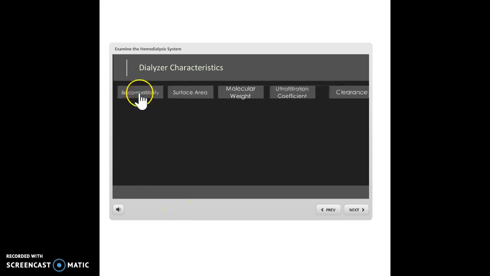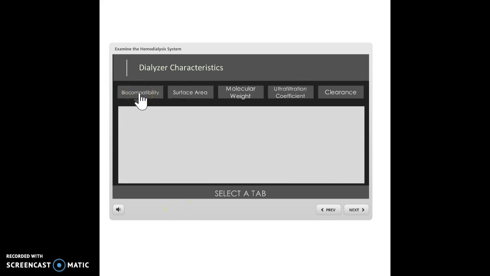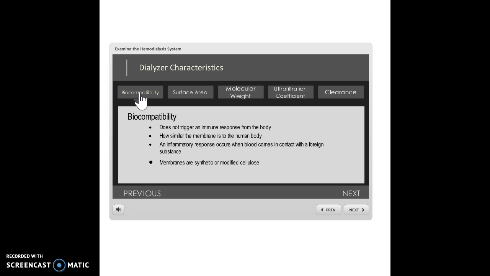Different characteristics, importantly, biocompatibility. So how well does the dialyzer function with the body? Does it produce an immune response? How similar is it to the human body? We want to make sure that the body can tolerate this type of dialyzer.